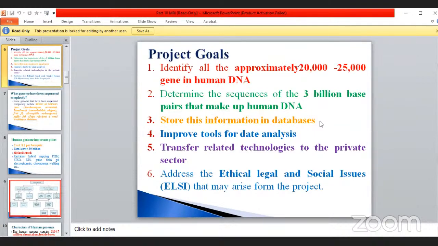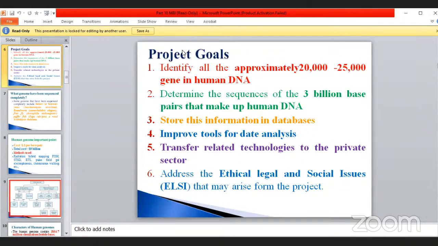Then after storing the information, is it sufficient? No. They need some improvement of the tools for data analysis. You know, once upon a time we used the telephone. After that, the pager. After that, the cell phone. Nowadays, what happened? 4G, 3G, 5G. Even there may be so many other things. In a fraction of a second, information is passed from one country to another country. That is the improvement of tools.